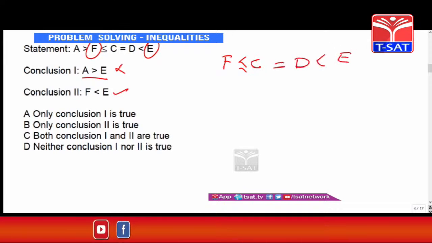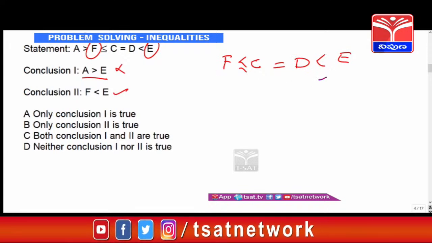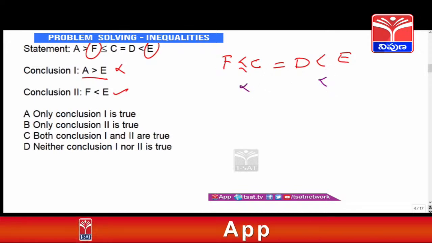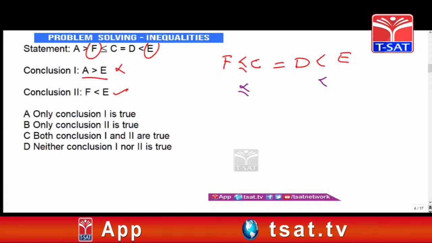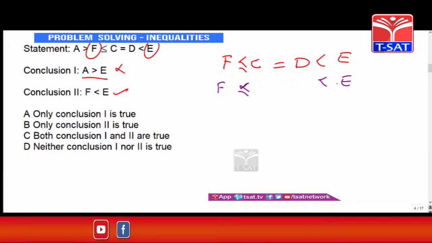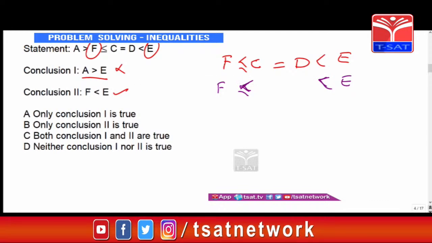I said that, see the greater than symbols. All the greater than symbols are towards E. So here also the greater than symbol is towards E. Here also the greater than symbol is towards E. It is greater than or equal to, but it doesn't matter. The symbol is always showing to E here, F here, and all are facing towards E. So greater than towards E. Here also greater than towards E. That is the reason conclusion 2 will become correct.